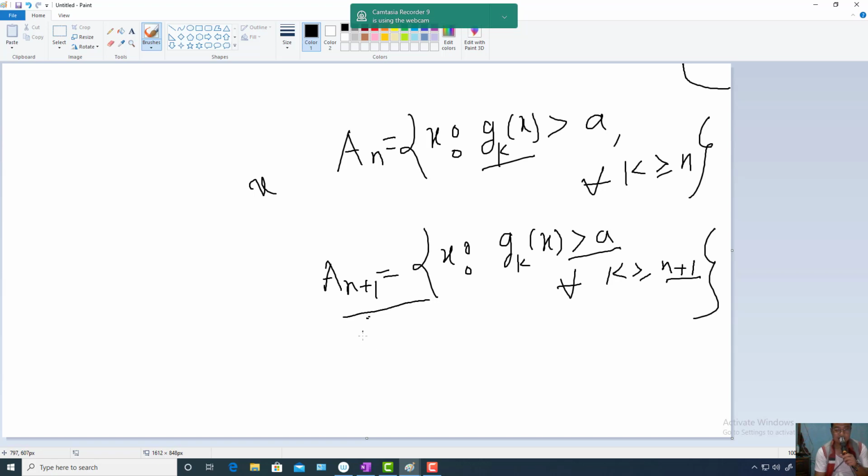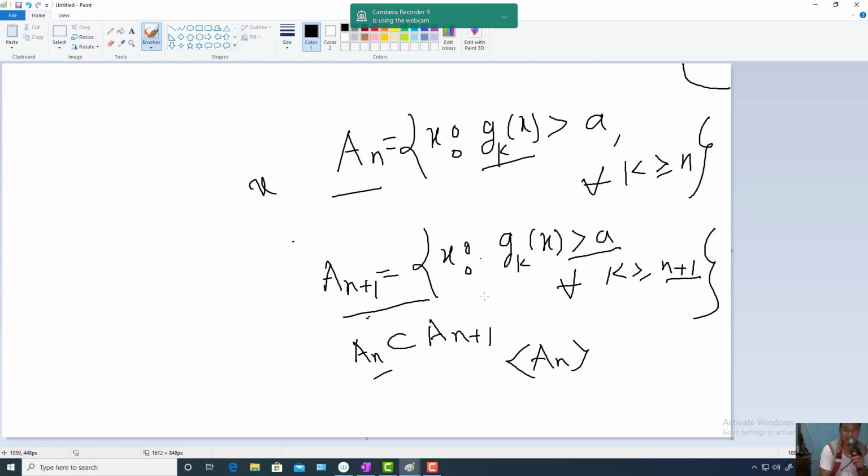So what is the thing you have to remember? This A_{n+1} is a superset of this A_n. So A_n is a monotonic increasing sequence of measurable sets, and A_n is measurable because g_k is measurable. All right, so A_n is a subset of A_{n+1}. You have a sequence of measurable increasing sets.